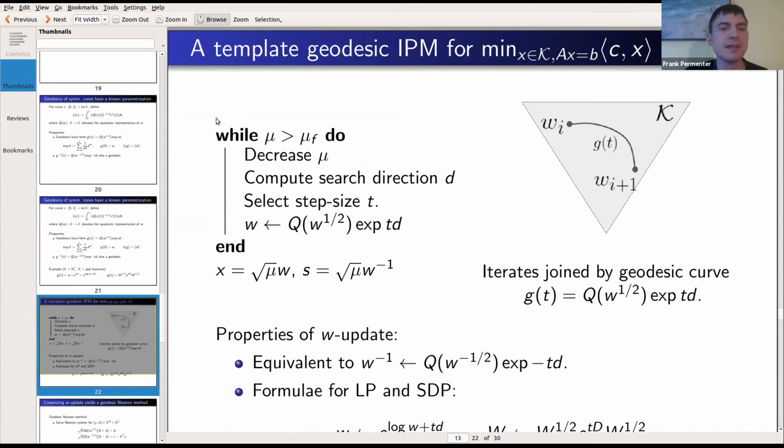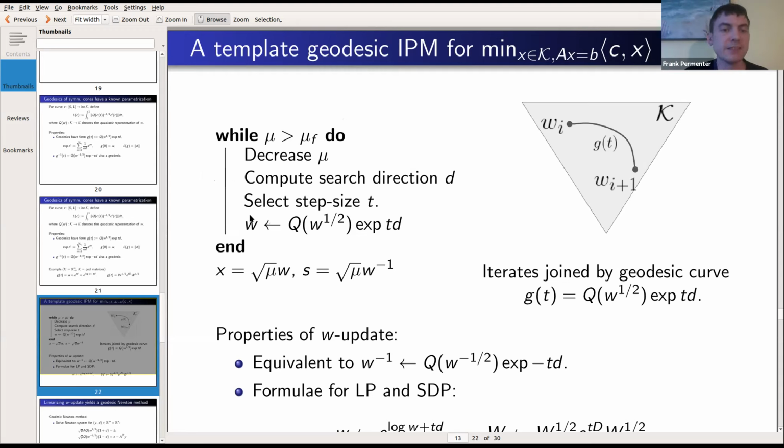The goal is to update a parameter w that encodes my primal variable x and my dual variable s using geodesic curves. So the things I need to do is I need to pick some value of the centering parameter, which fixes the correspondence between the parameter w and my actual decision variables. I also need to pick a direction, and I need to pick a step size. So once I've figured out how to do that, I can then update w along a geodesic curve and then just repeat this procedure.